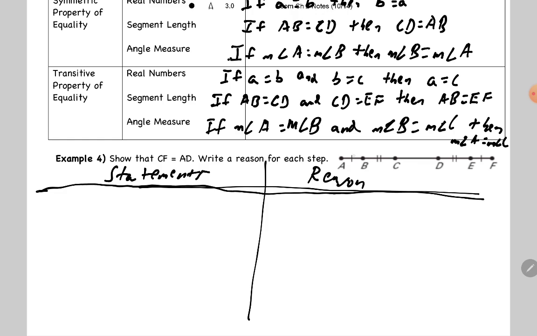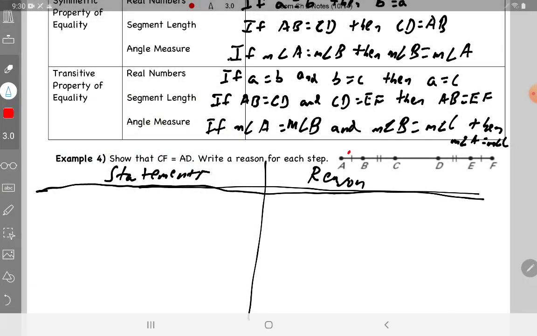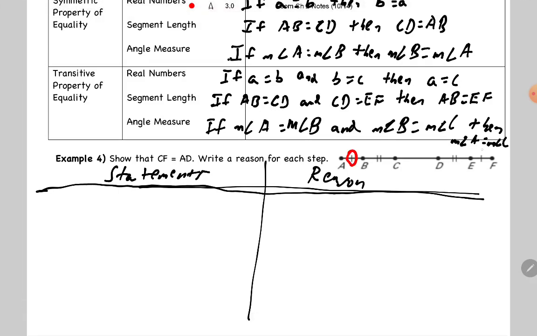So they tell us here, so let's use colors, that the length from A to B is equal to the length of E to F. Okay, so my first statement, AB equals EF. And I'm also going to combine it with another statement.